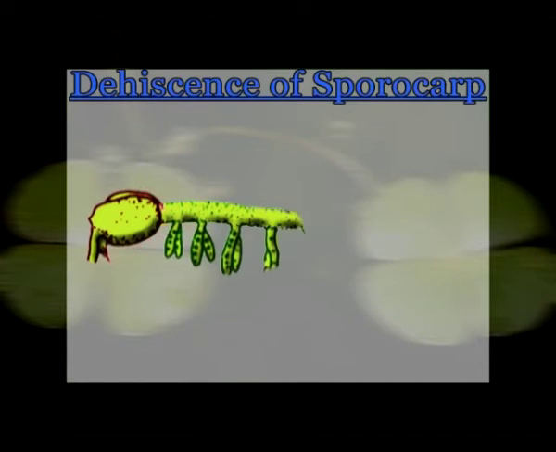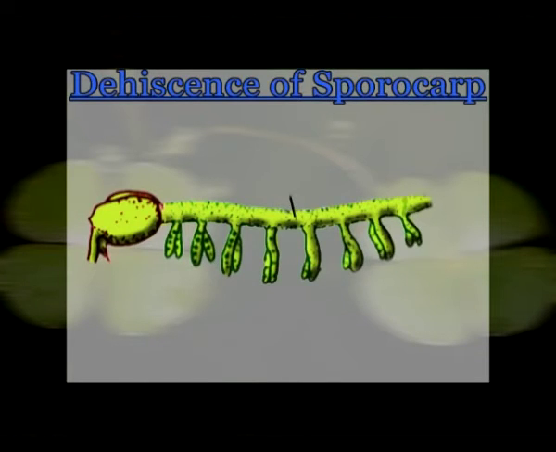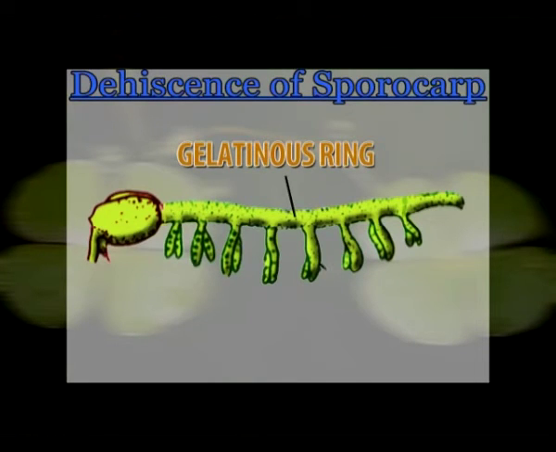Then dehiscence, how these sporocarps liberate. The dehiscence of sporocarp. There is no special mechanism for the liberation of sporangia from the sporocarp. However, they are set free only when the wall of the sporocarp splits open. As the sporocarp breaks at one point due to absorption of water, the sori come out along the gelatinous ring of the sporocarp. And these sori function as mother cells of the gametophytic generation.